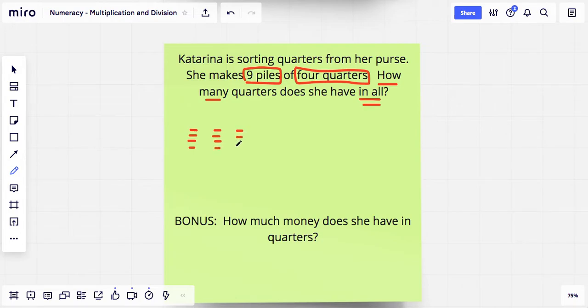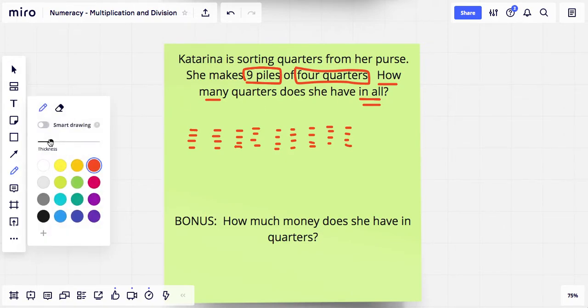All right, so she's taking her quarters. She's stacking them up. There's 3, 4, 5, 6, and 7, 8, and this is Katerina's last pile, and 9, okay?